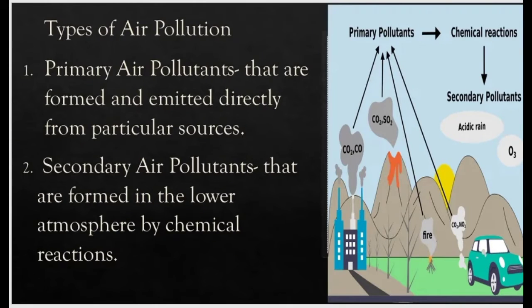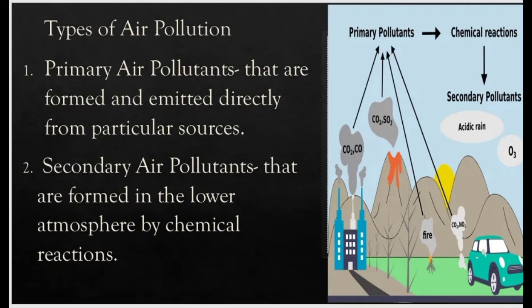There are two types of air pollutants. Number one, primary air pollutants, which are formed and emitted directly from particular sources. Examples are particulates, carbon monoxide, nitrogen oxide, and sulfur oxide.